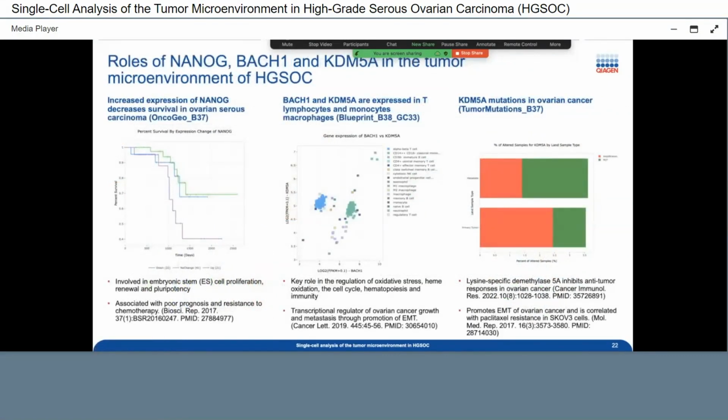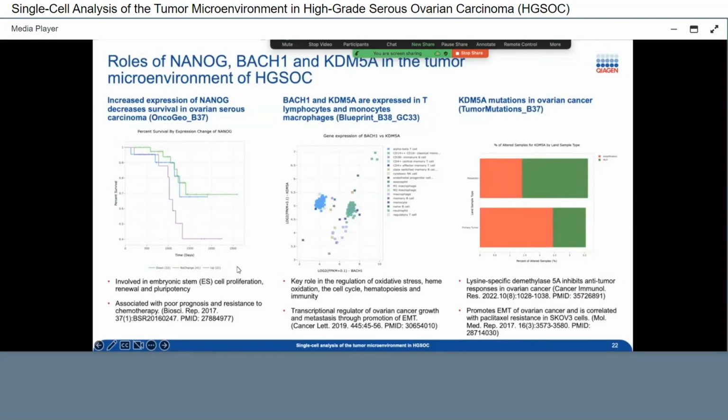I would like to contextualize now, because let's say I don't know anything about this transcription factor. I would like to know a little bit more in relation to that cancer. Well, first of all, we can look at survival, right? So based on the expression of NANOG, what is the relation with survival in ovarian carcinoma? And as you can see, the increased expression of NANOG decreased survival in ovarian carcinoma.